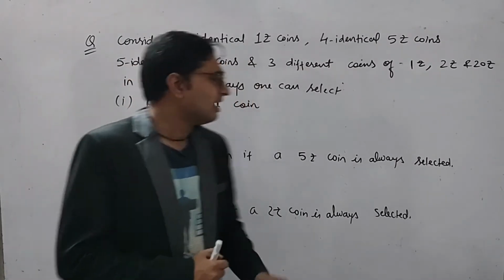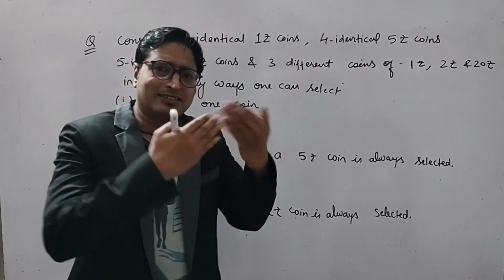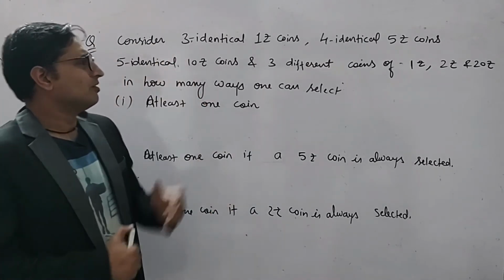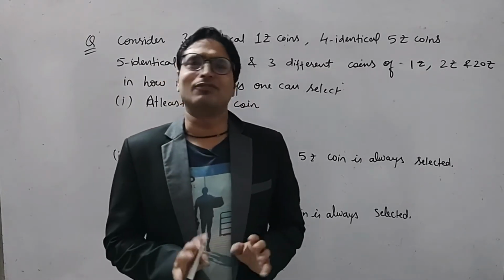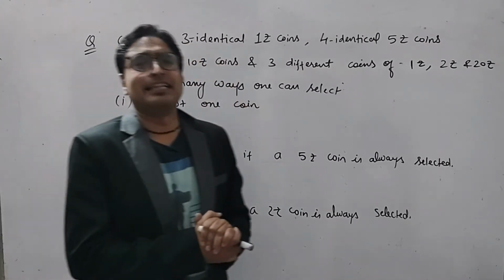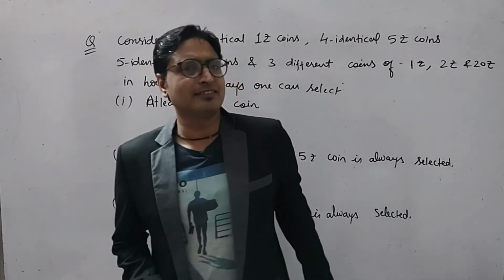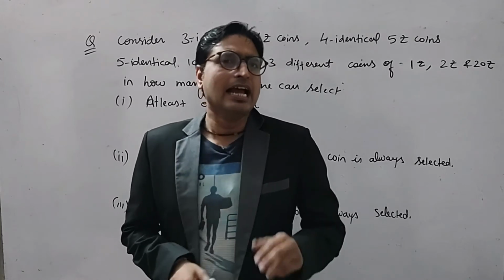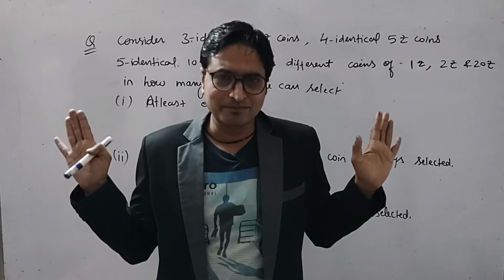How will we select? I will select one coin and I have 2 options: one is select and the other is reject. So for the first 1 rupee coin, we have 2 conditions, one for select and one for reject. But here all 3 coins are identical. So how will we proceed? First, you will select one coin. Secondly, you will select 2 coins. Third, you will select 3 coins. And fourth, you will select no coin.